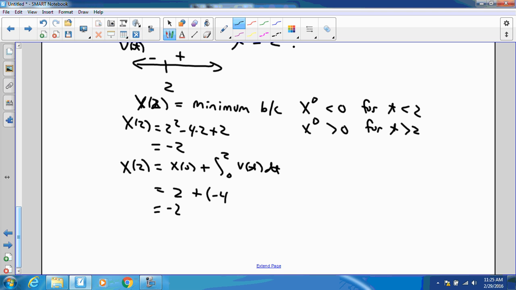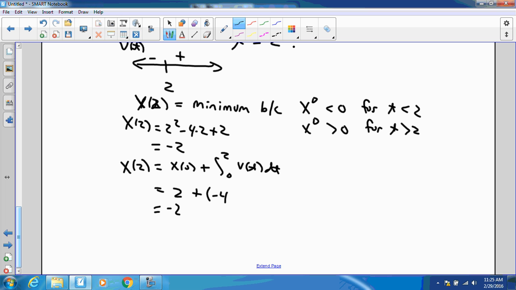So the first lesson to be learned from this is that I can answer the same kinds of questions with antiderivatives that I can with definite integrals. That tells me they're really computing the same thing.